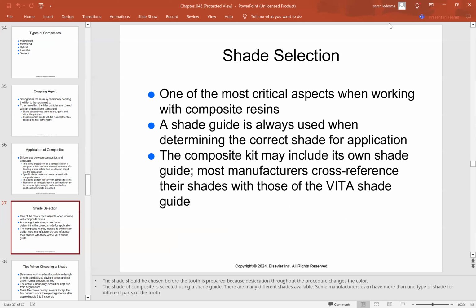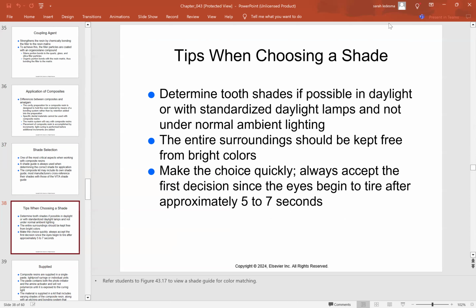With composite, they are great when we're looking at aesthetics, so we want to make sure that we're matching our shade for our patients. So we will use a shade guide that's provided with the type of composite that we're purchasing. And then we also want to make sure that we're looking at the shade in daylight with our overhead lamps. If we have a window available, standing by the window might help us choose a shade, and then also having the patient involved in choosing the shade.